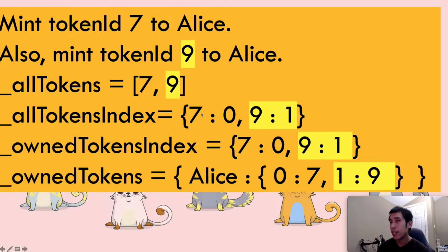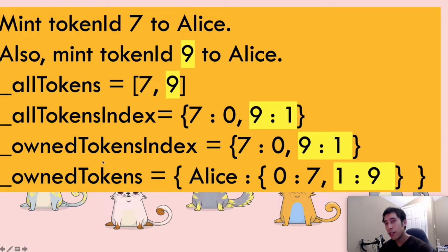So just to go over it again, in the all tokens index, we have token ID 7 pointing to index 0, because in the all tokens array at index 0, we have token ID 7. In the all tokens index, we have token ID 9 pointing to index 1, because index 1 in the all tokens list is pointing to token ID 9.